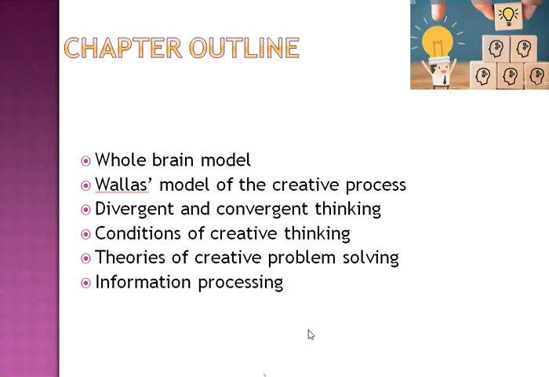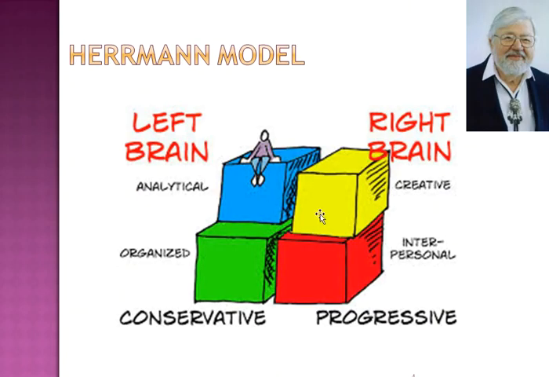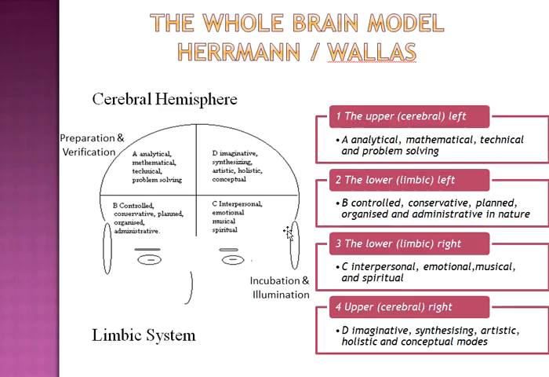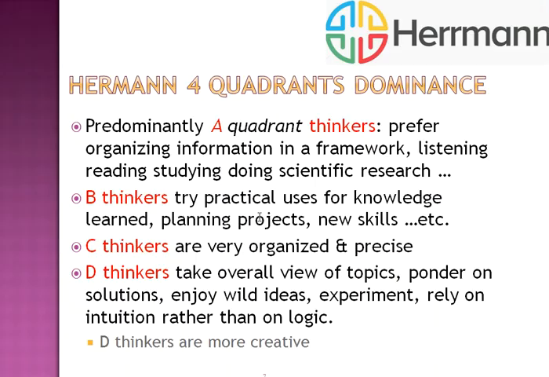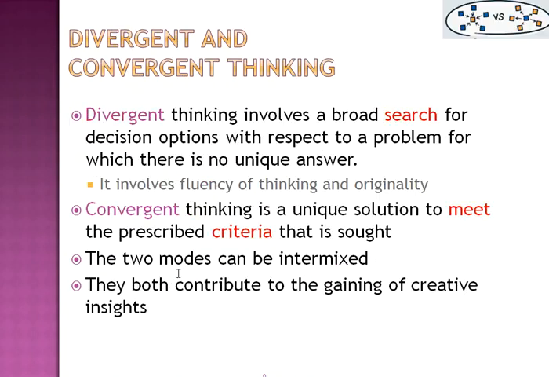The first three theories we had here are about how the brain works: the seminal work of Roger Sperry, and then Herrmann's model of the four quadrants with the different colors. Then we introduced the work of Wallace, discussing four processes of thinking.